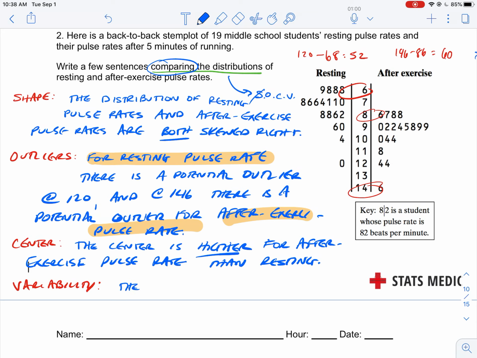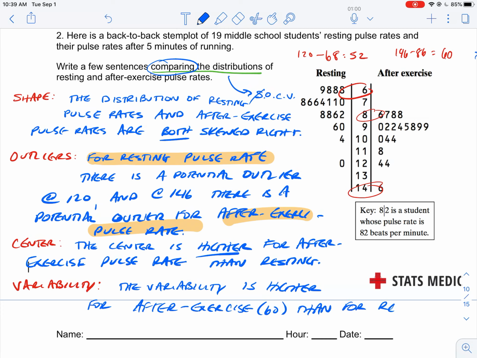So the variability is higher for after exercise than for resting. And notice I put my data values in parentheses here because those were values that I calculated. So when I calculate a value, it's perfectly appropriate to put those data values in there.